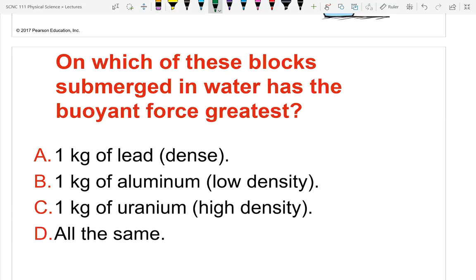If you have 1 kilogram of each, which has the greatest buoyant force? Or are they all the same?